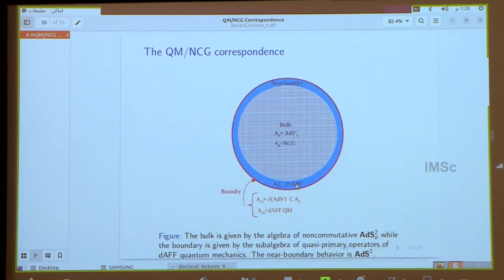This is summarized here in this picture. The bulk is non-commutative AdS2 theta. The boundary is asymptotically AdS, so it is the same boundary. There is a quantum mechanics living there. That quantum mechanics, if we take it to be the DAFF quantum mechanics, is not exactly conformal. It is quasi-conformal. So it seems to me much more natural to say that this DAFF quantum mechanics is the dual theory of the non-commutative AdS2 theta. And I stop here and thank you very much for your understanding.